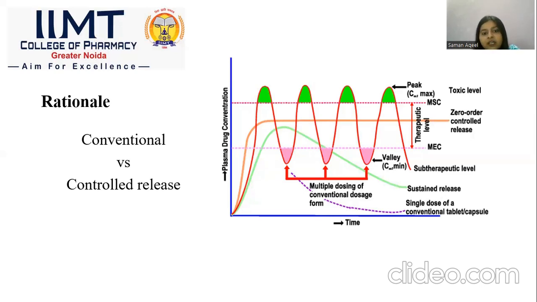But you can see this graph, the green line is showing the sustained release. That means the release of the drug is being maintained for a longer duration of time, longer time in between the MSC and MEC. And this line is showing the zero order controlled release. This means the release of the drug is zero order, that is, it is not dependent on the concentration of the drug. The graph is straight, linear, which is indicating that the plasma drug concentration is constant, and it is maintained in the body.